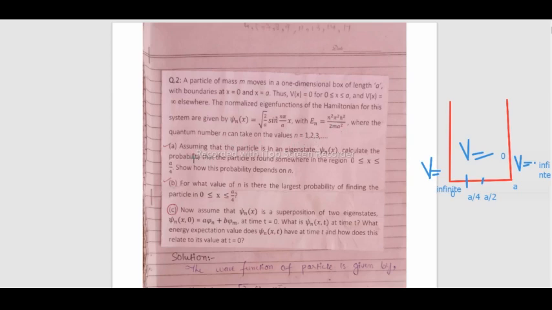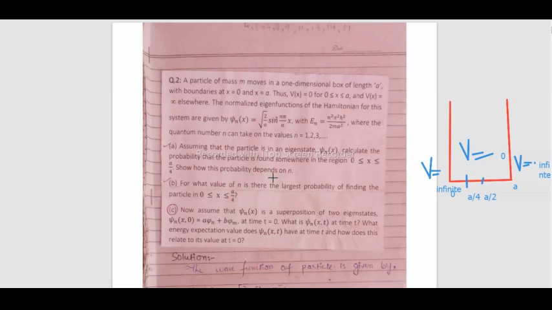So the first part is: assuming the particle is in an eigenstate, let's suppose the particle is in an eigenstate represented by psi n of x. Calculate the probability that the particle is found somewhere in the region x greater than or equal to 0 and x less than or equal to a upon 4. Show that this probability depends on n.